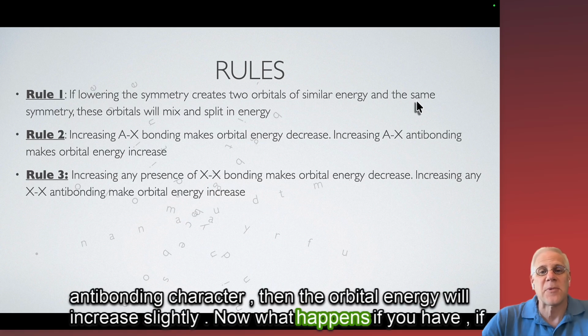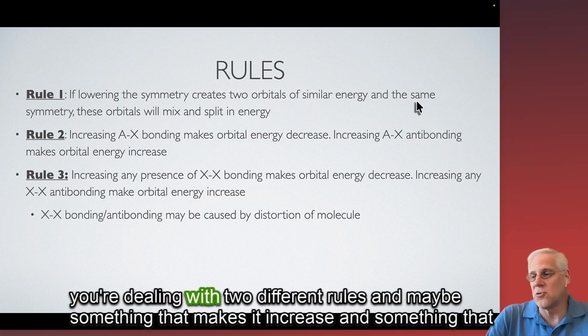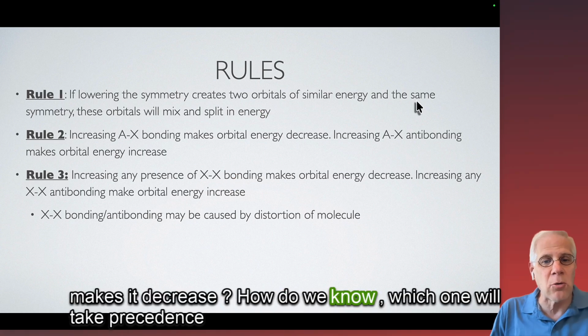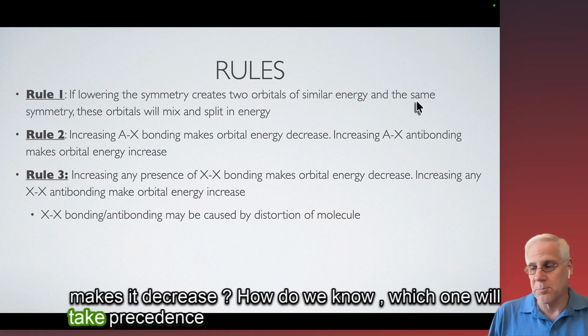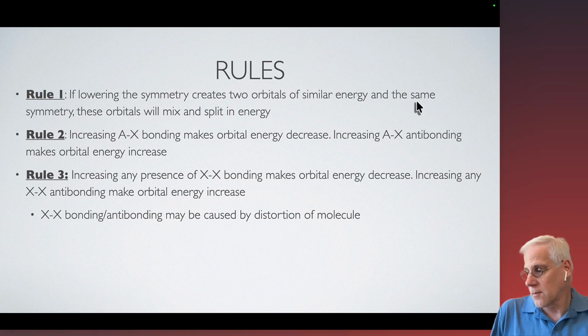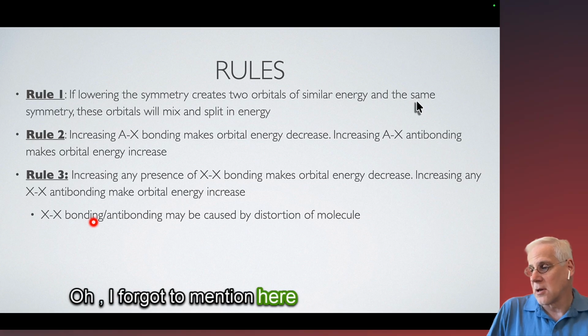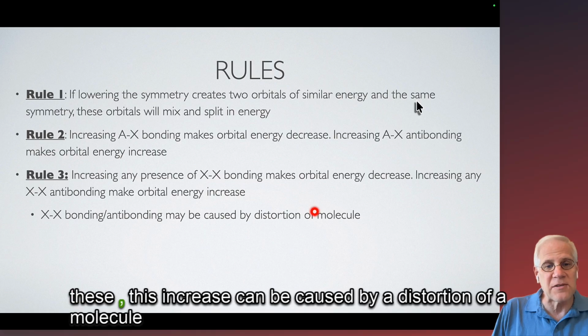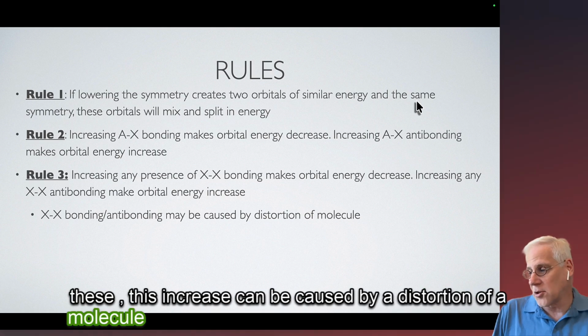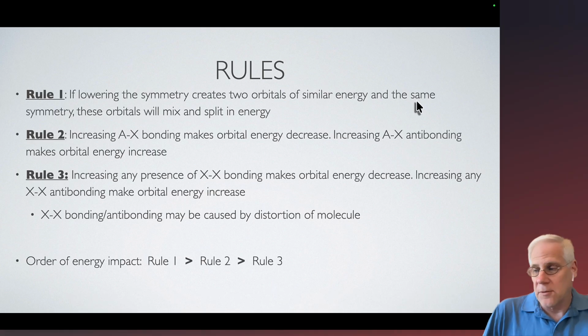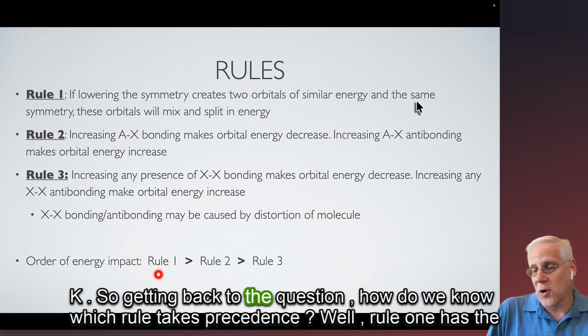Now, what happens if you're dealing with two different rules and maybe something that makes it increase and something that makes it decrease? How do we know which one will take precedence? Oh, and I forgot to mention here, this increase can be caused by a distortion of a molecule. Okay, so getting back to the question, how do we know which rule takes precedence?